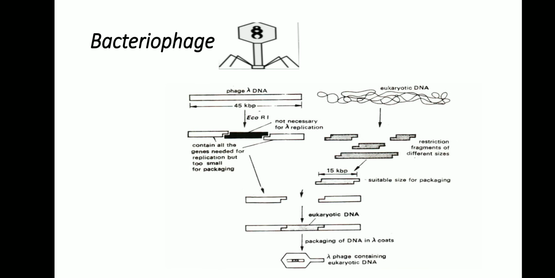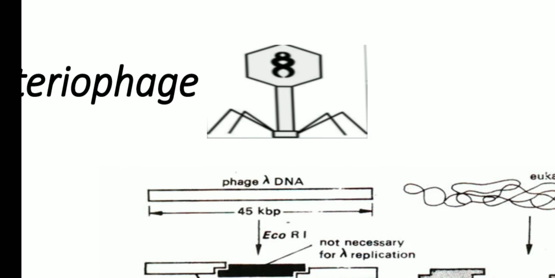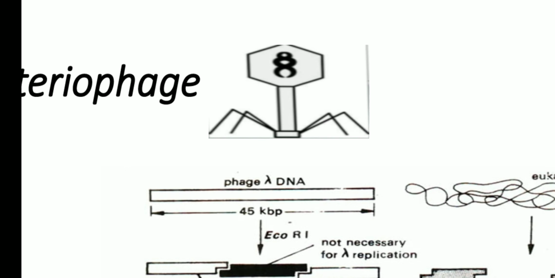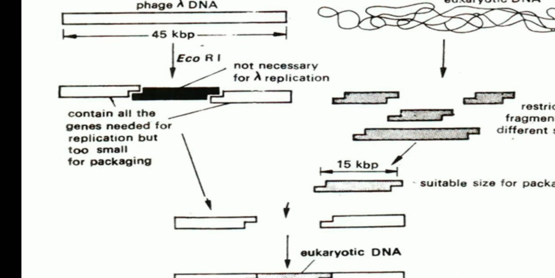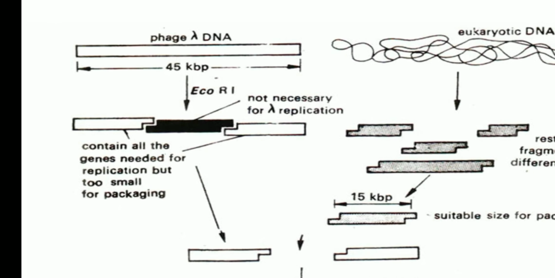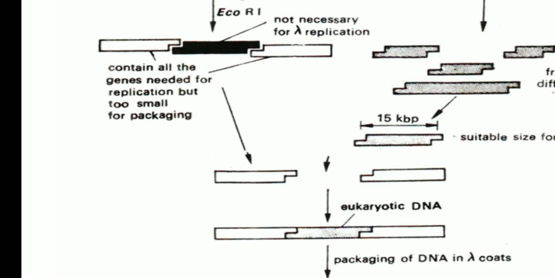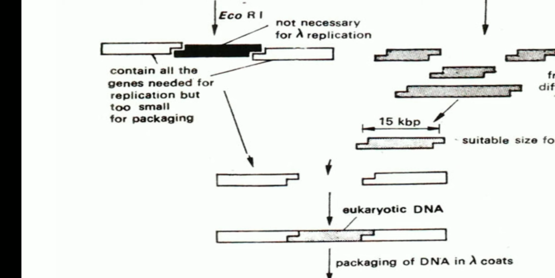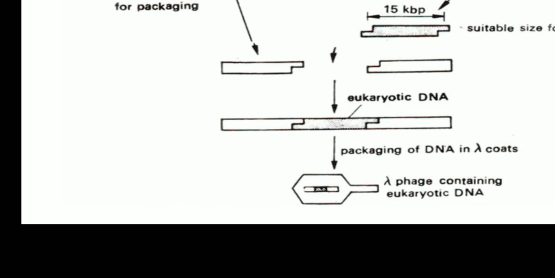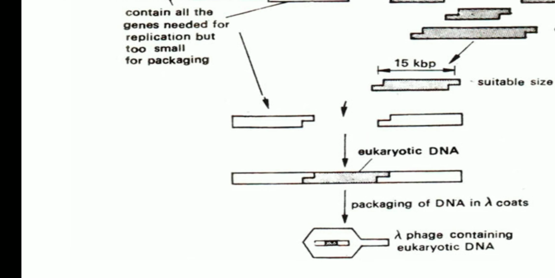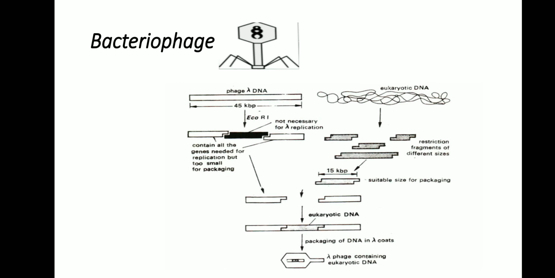Again I elaborate. Here the phage DNA was collected from the lambda phage, and here the target DNA occurs. The target DNA and lambda phage DNA are cut by the same restriction enzyme, and then that target DNA is inserted into the lambda phage DNA and forms a recombinant product. That recombinant product is packaged into the lambda phage protein coat and transferred into the host cell for rapid propagation. This is the function of the bacteriophage vector.